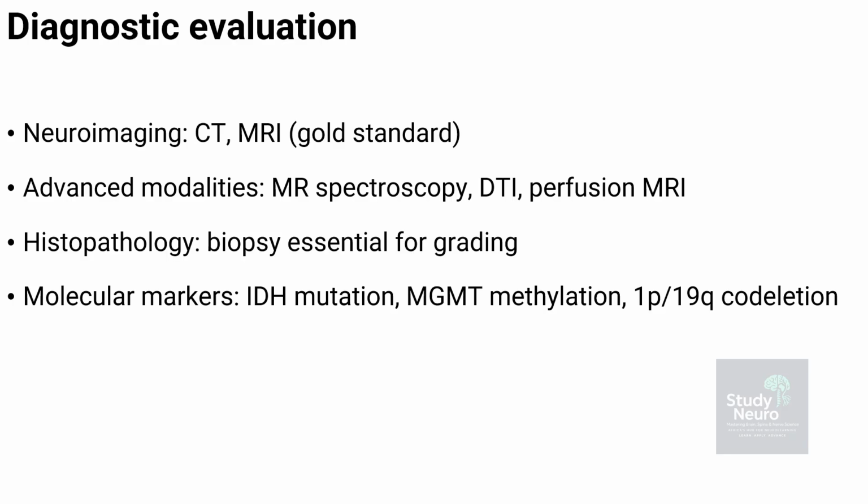Diagnosis begins with neuroimaging. CT is vital in emergencies and for detecting calcification or hemorrhage. MRI is the gold standard for tumor characterization and surgical planning. Advanced tools, MR spectroscopy for metabolism, diffusion tensor imaging for white matter mapping, and perfusion MRI for assessing tumor vascularity, grade, and treatment response, enhance precision. Final confirmation relies on histopathology and molecular markers like IDH mutation, MGMT methylation, and 1p19q co-deletion.